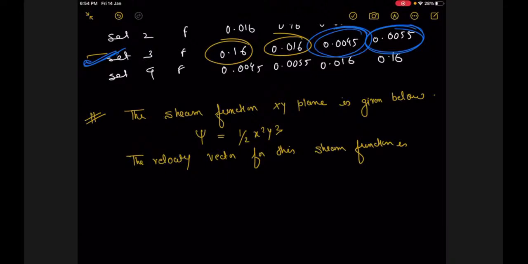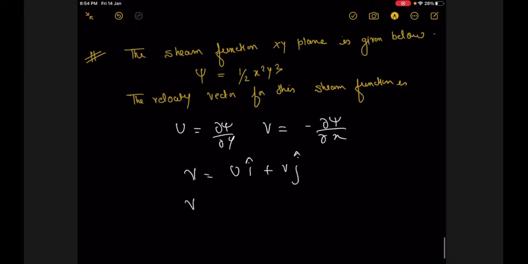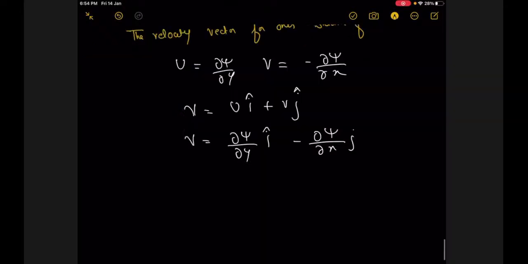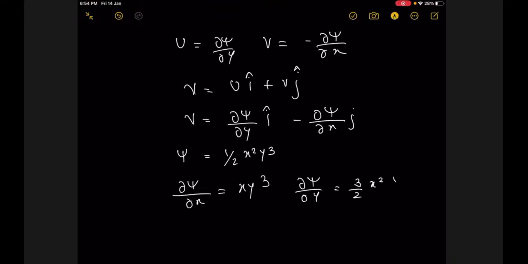So we know that u equals del psi by del y and v equals minus del psi by del x. So V equals u i cap plus v j cap, so V equals del psi by del y i cap minus del psi by del x j cap. Psi is given, that is 1 by 2 x square y cube. So del psi by del x is equal to x y cube. Del psi by del y equals 3 by 2 x square y square.